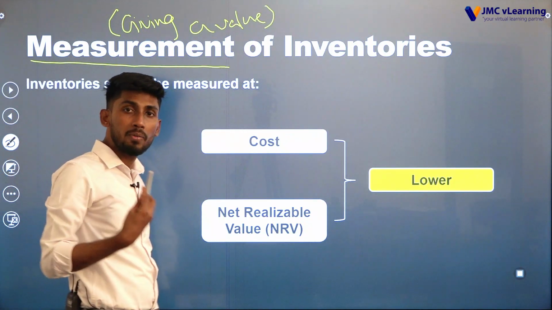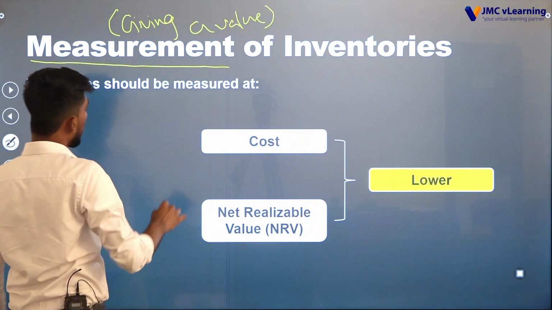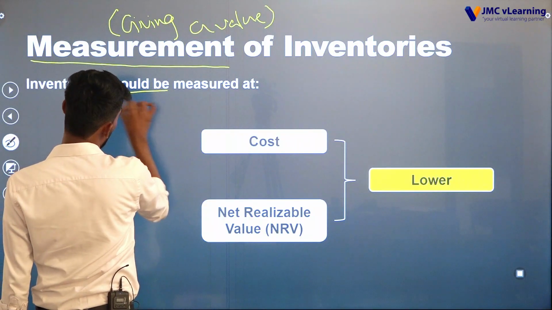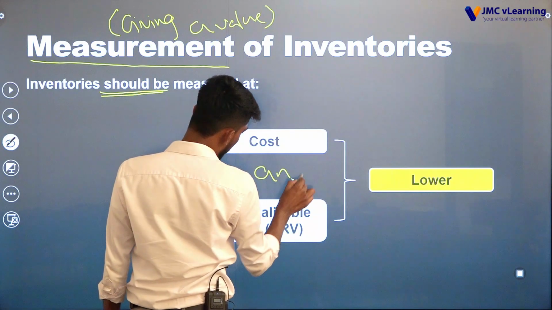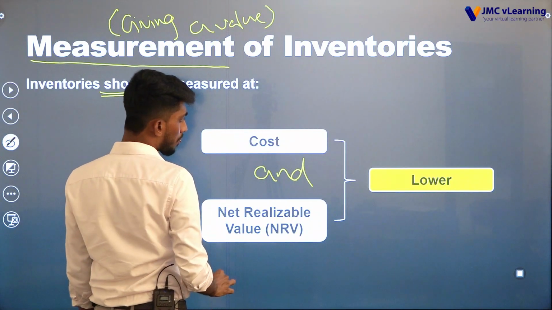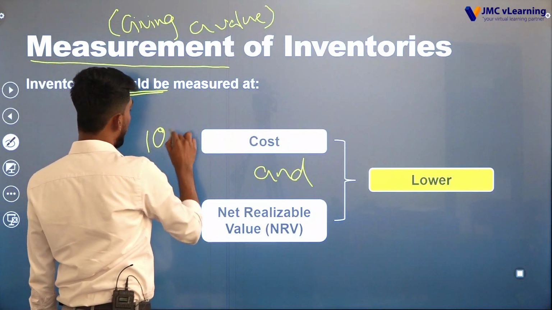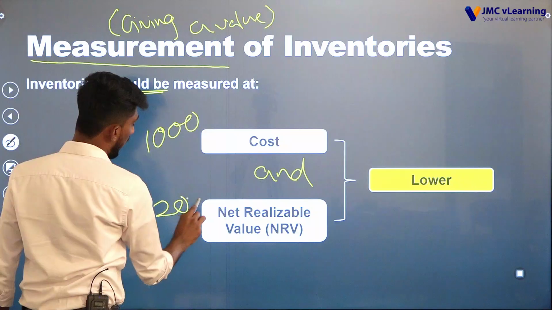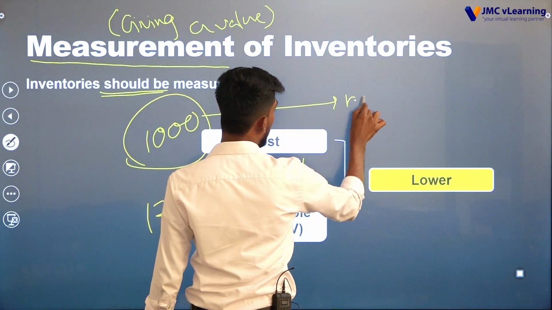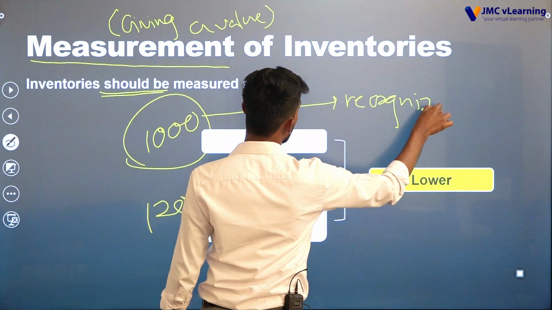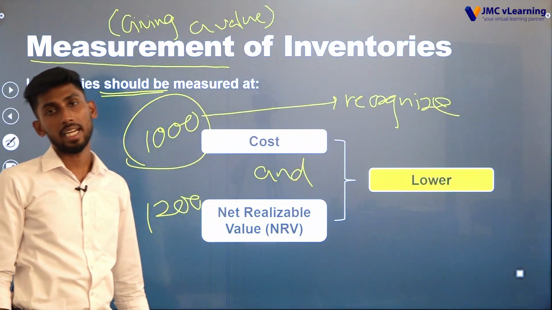Now when we are giving a value to these inventories, LKAS 2 says inventory should be measured at cost and net realizable value, whichever is lower. We need to check whether the cost or the net realizable value is lower, then we need to recognize the inventory based on that value. I am pretty sure you have done this in 81 also.